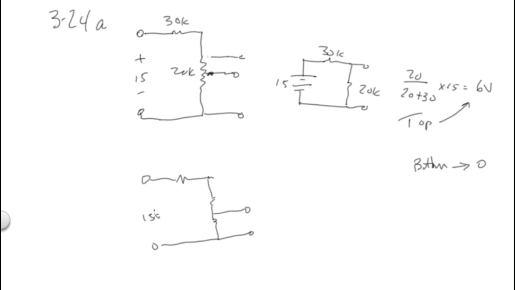15 volts, 30K, and it splits it exactly half. Here's 10K, and here's 10K, and I want to know across the AB terminals.